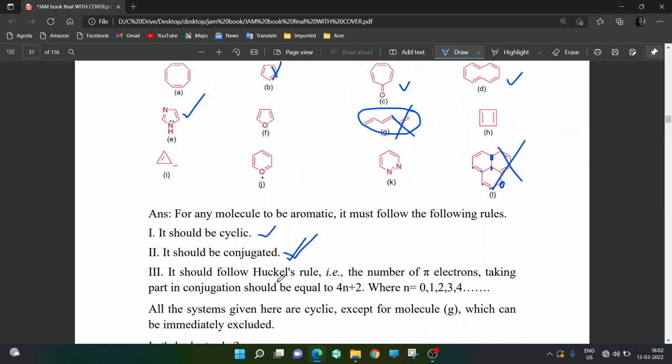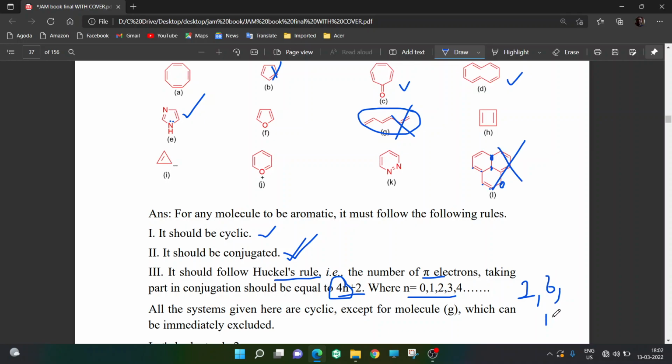And the last one, it says it should follow Huckel's rule. That is, the number of pi electrons taking part in conjugation should be equal to 4n plus 2, where n is equal to 0, 1, 2, 3, 4. What it says is n can be any number, it can be 0, 1. So when n is equal to 0, 4 into 0, that is 0, plus 2 means 2 electrons. When n is equal to 1, 4 into 1 is equal to 4, plus 2 is equal to 6. Similarly, if you put n is equal to 2, you will get 10.